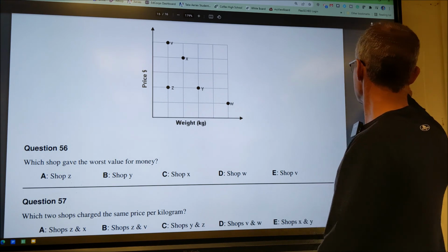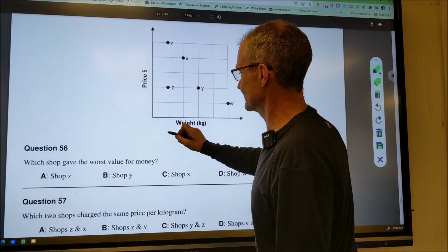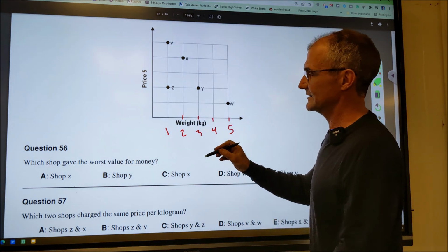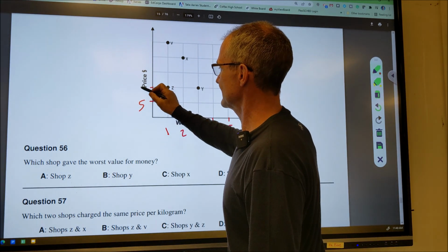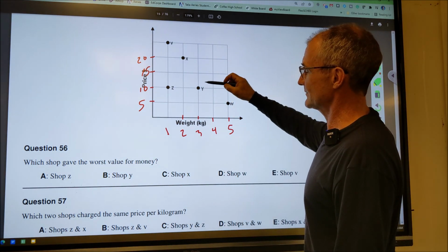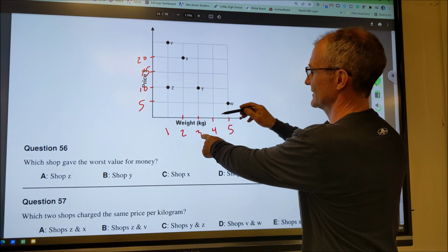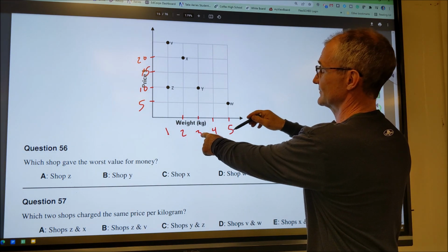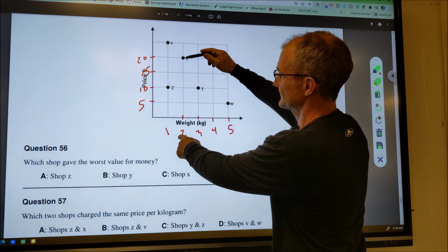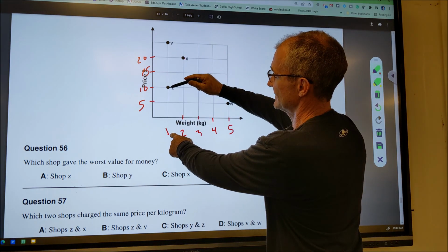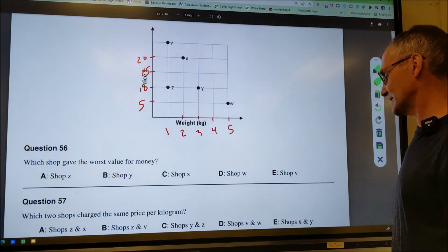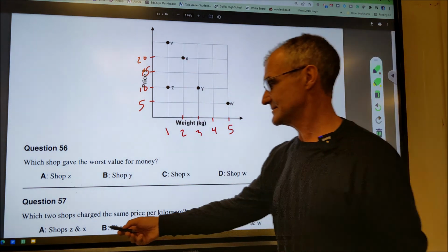Well, let's just put some numbers on here and see if we can figure this out. Let's call this 1, 2, 3, 4, 5. And I don't know, but you could assign 5, 10, 15, 20. So if we do it that way, I could see this shop charges 10 bucks for 3 kilograms. This shop charged 5 bucks for 5 kilograms. This shop charged 20 bucks for 2 kilograms. And then this shop right here charged 10 bucks for 1 kilogram. So X and Z charge the same price. So that's going to be X and Z right there, answer A.